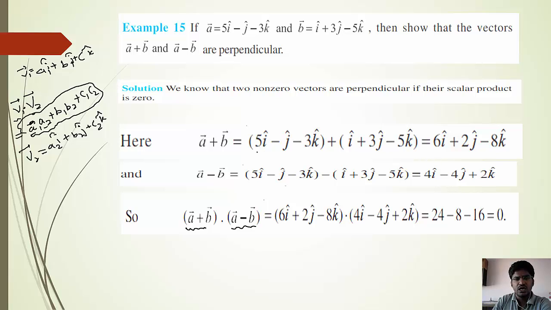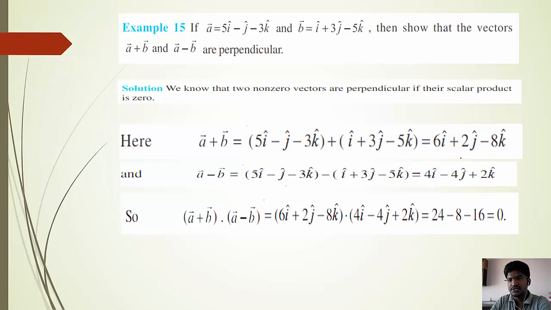Here a1 is 6 and a2 is 4, so 6 into 4 will be 24. Next, b1 will be 2 and b2 will be minus 4, so 2 into minus 4 will be minus 8. Then c1 is minus 8 and c2 is 2, so minus 8 into plus 2 will be minus 16. If you take the sum of this and simplify, you are going to get 0.